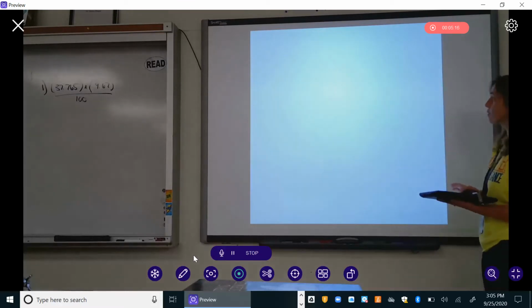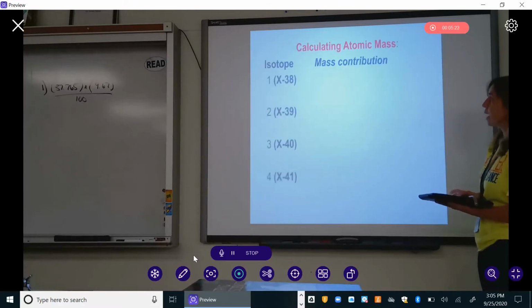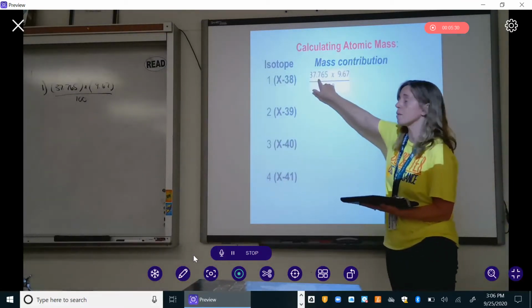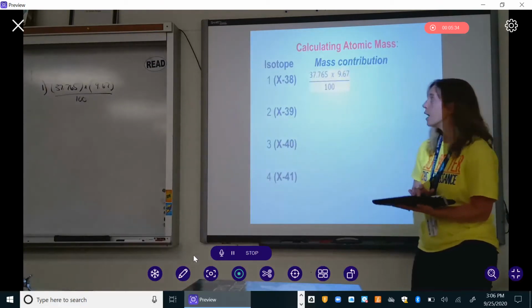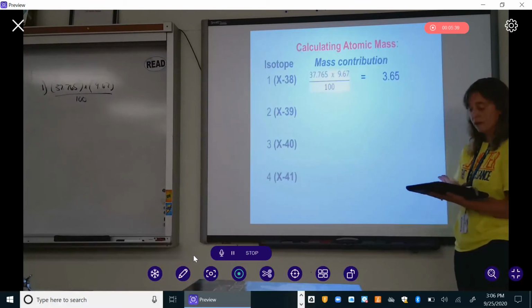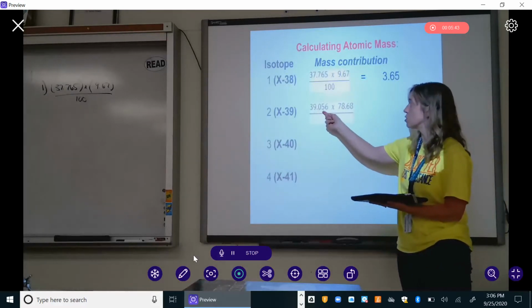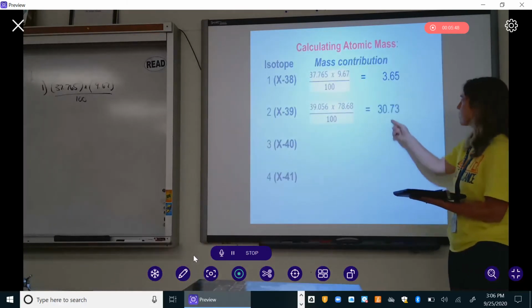So now, for the first problem, we're going to start with isotope 1, okay? Now, isotope 1 has an average mass of 37.765. We're going to take that mass number and multiply it by the percent abundance and divide by 100. And that's going to give us a mass of 3.65, okay? Then we're going to look at isotope 2, and we're going to take the mass of isotope 2 times its abundance, divided by 100, and that's going to give us 30.73.